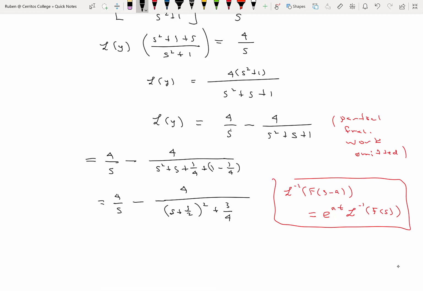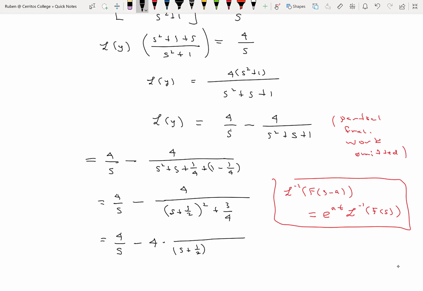I'm going to manipulate this Laplace transform, though, a little more algebraically to make things work out. So this is 4 over s minus, in fact, that 4 in the numerator, I'm going to factor out, which really leaves 1 in the numerator. I'm not going to put 1 there.